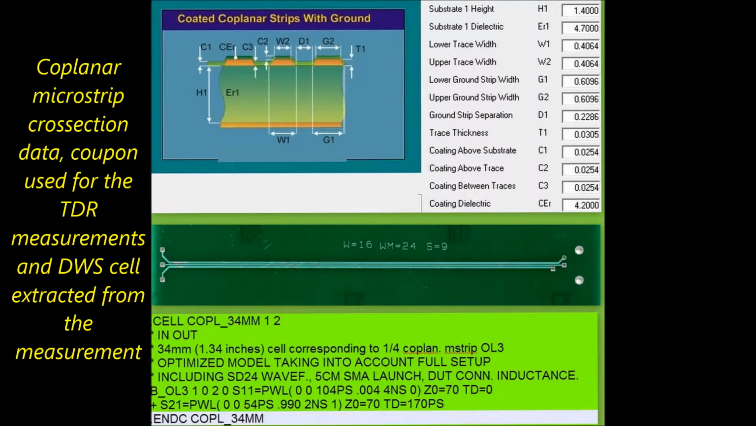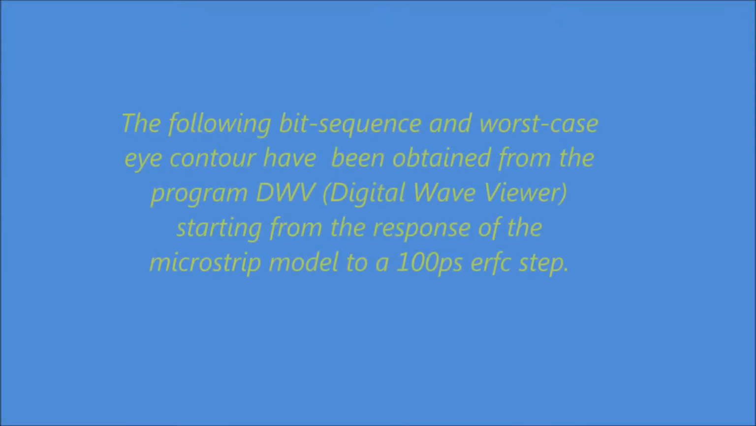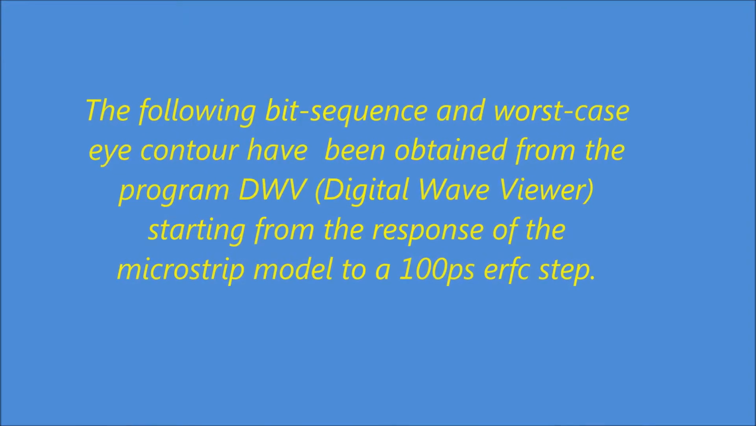Here the coplanar microstrip cross-section data, coupon 40DR measurement, and DW cell extracted from the measurement are shown. The following bit sequence and worst case by contour have been obtained from the program DWV digital wave viewer starting from the response of the microstrip model to a 100 picosecond erfc step.